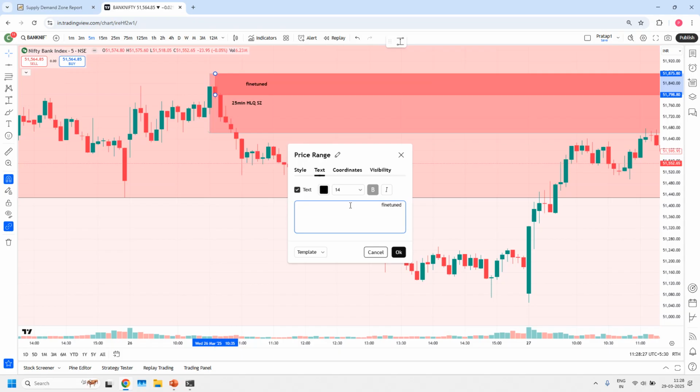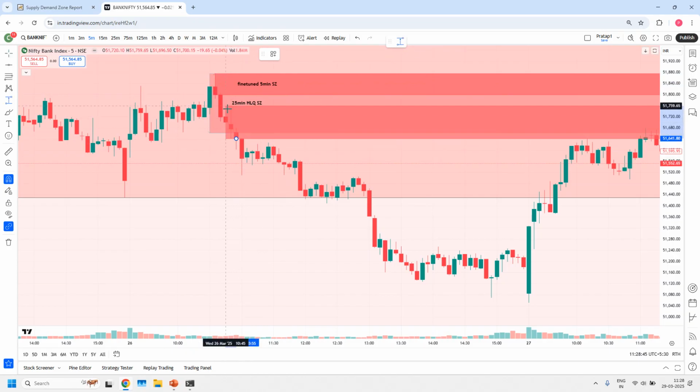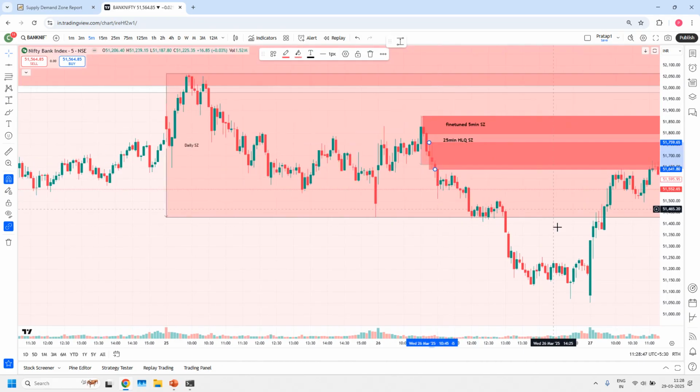Fine-tuned 5 min supply zone. Maybe this could be high liquidity zone or a normal zone, we don't know. But as of now, it is a fine-tuned zone, you can plan the trades. Similarly, here also a drop, 1, 2, 3 base candles and a drop. This is also you could have drawn a zone.